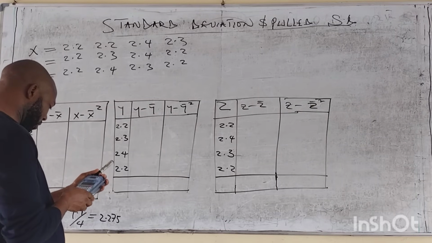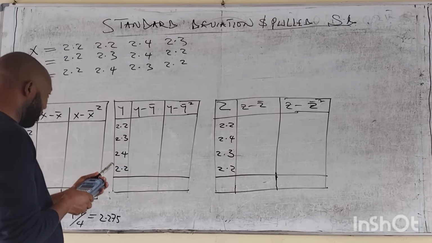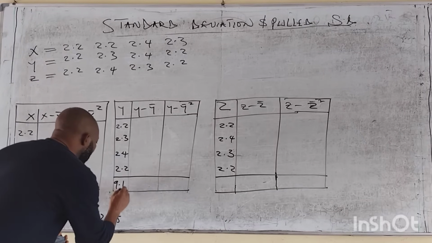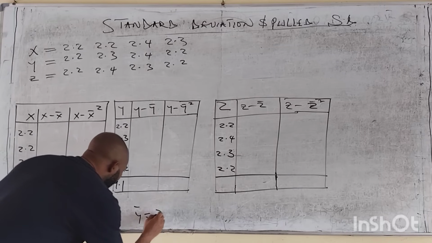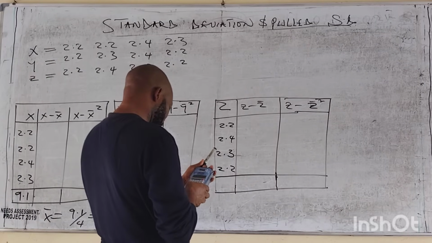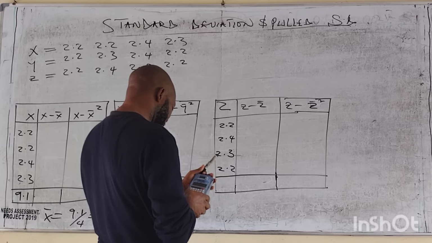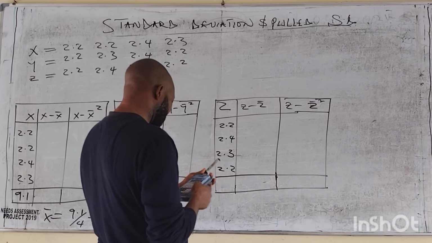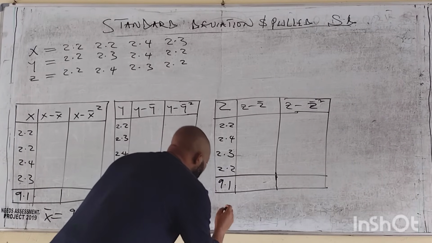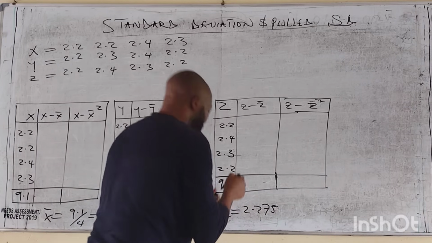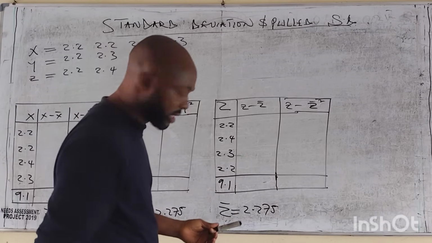So let's see what happens here too. 2.2 plus 2.3 plus 2.4 plus 2.2 is 9.1. So our y bar is the same thing, 2.275. Let's check here. 2.2 plus 2.4 plus 2.3 plus 2.2 is 9.1, same. So our z bar will be 2.275 in all cases. So it seems we're going to make it easier for us.